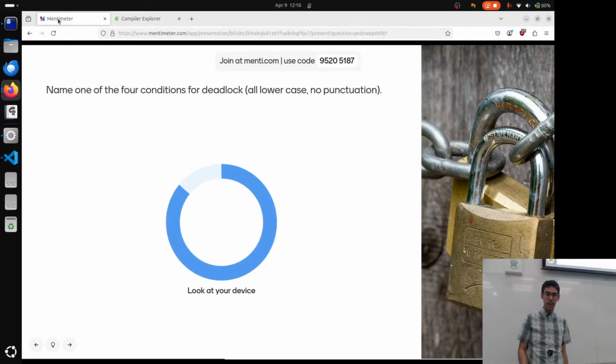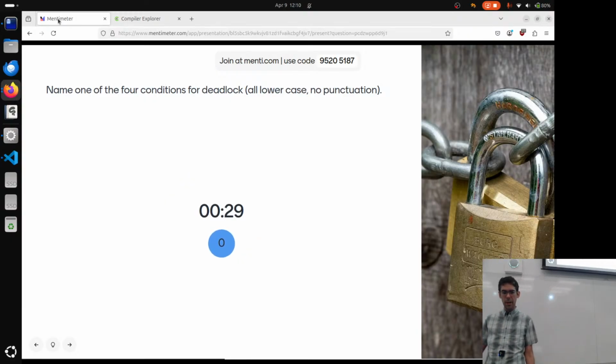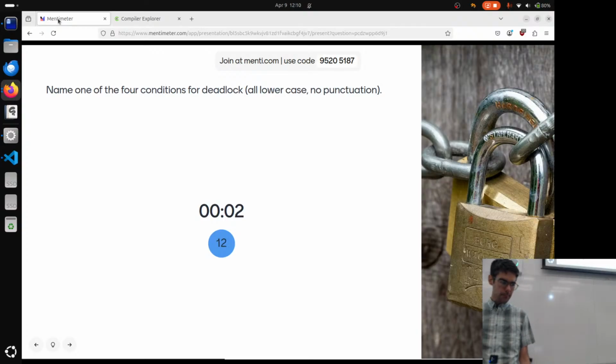This one is a type enter. This one is a type enter. And when you're answering this, do all lowercase, no punctuation for the 4 conditions for deadlock.